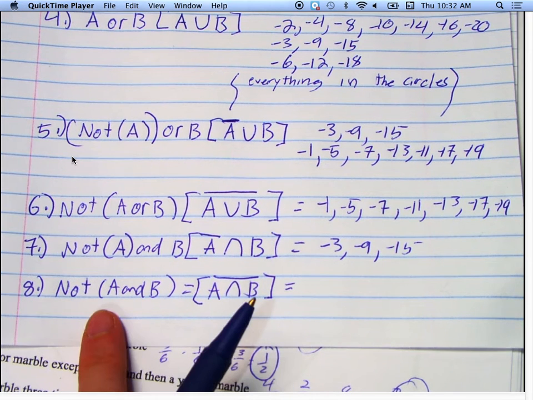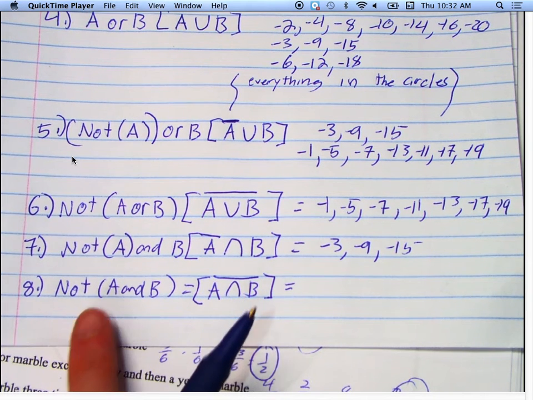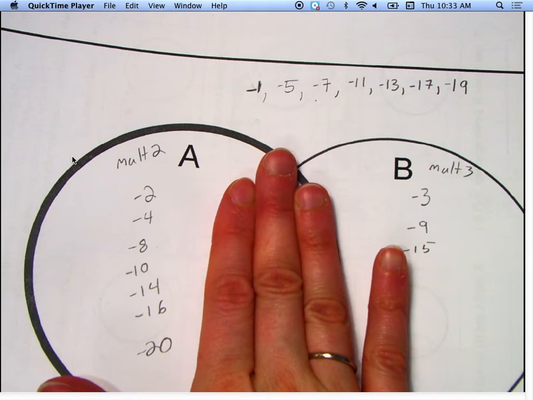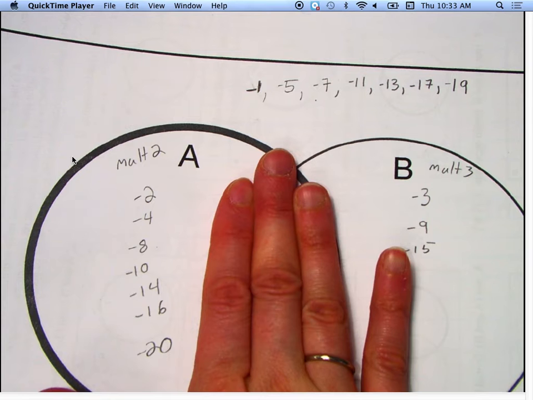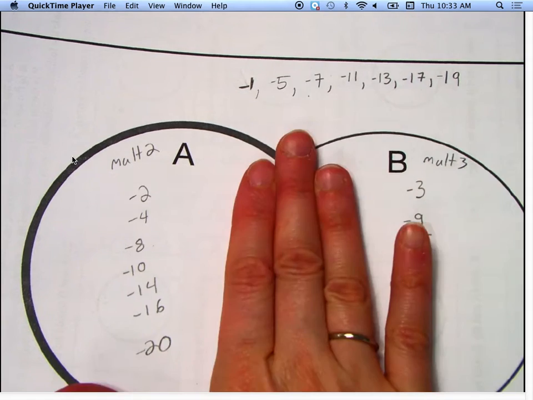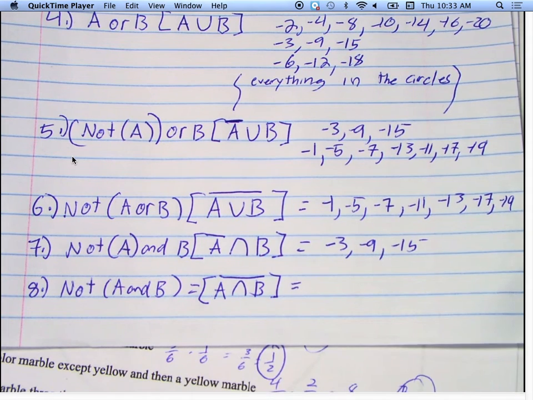This one is tricky. Number 8 is tricky too. Not A and B, which means it's what? It's just not the union of A and B. Wait a minute, it's everything else. It's just not both.